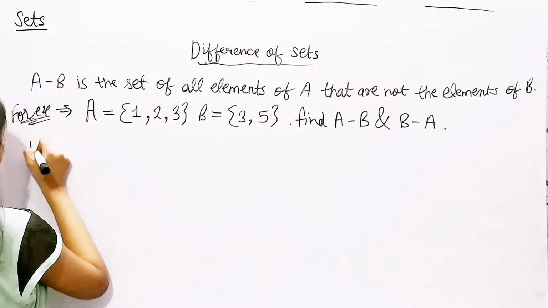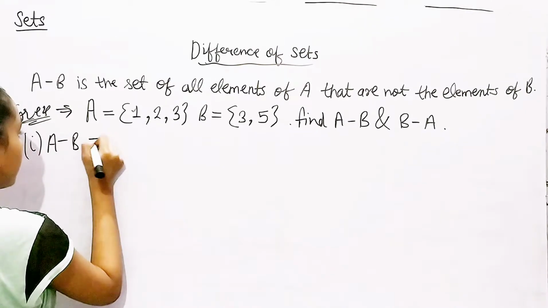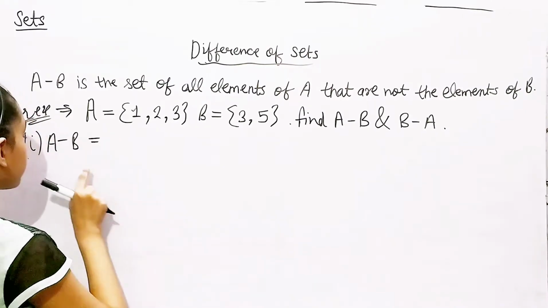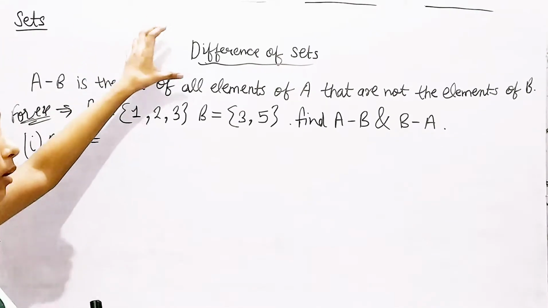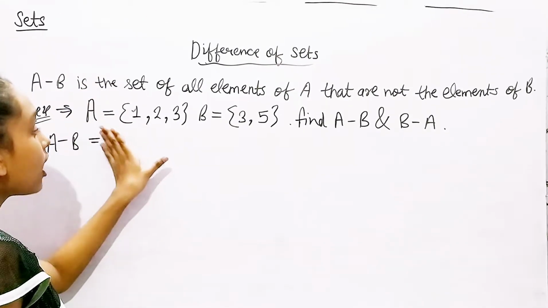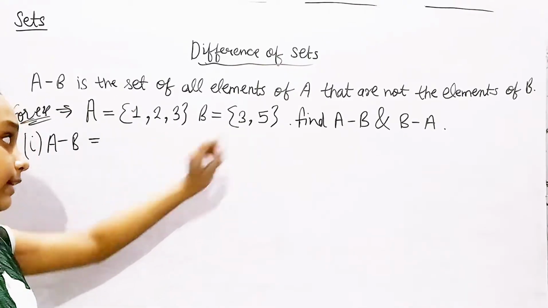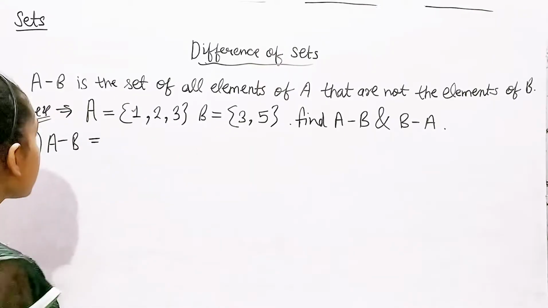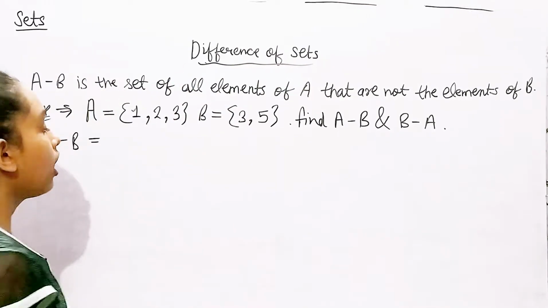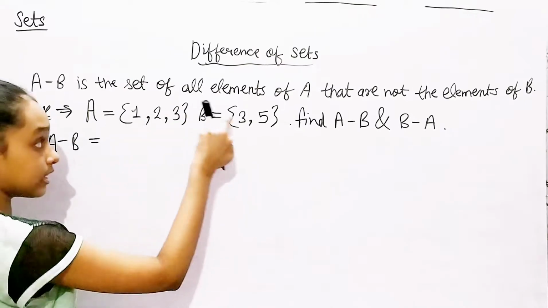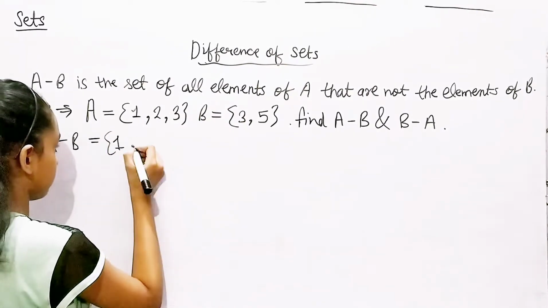So as the first part, we have to find A minus B. A minus B is actually going to be equal to, okay, in set A, we're only going to write those elements that are not elements of set B. So A minus B is the set of all elements of A that are not elements of B. Like I can say that 1 is not an element of set B, so I'm going to write that A minus B is equal to the elements 1.